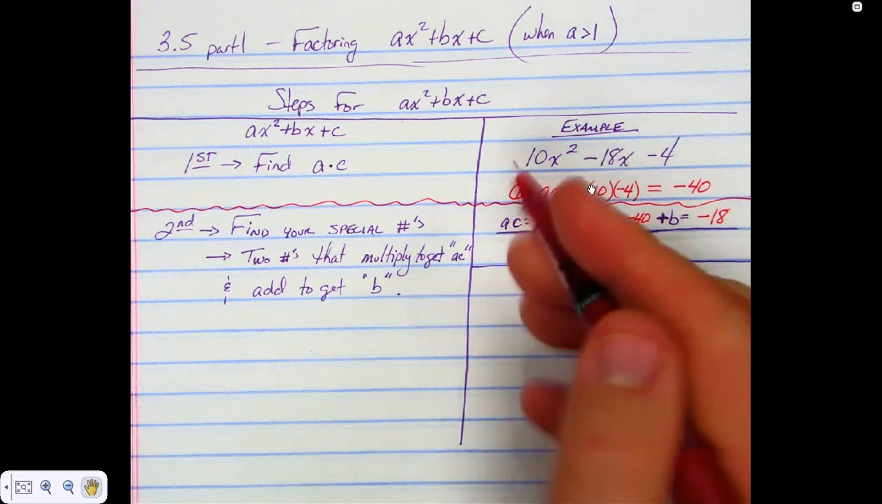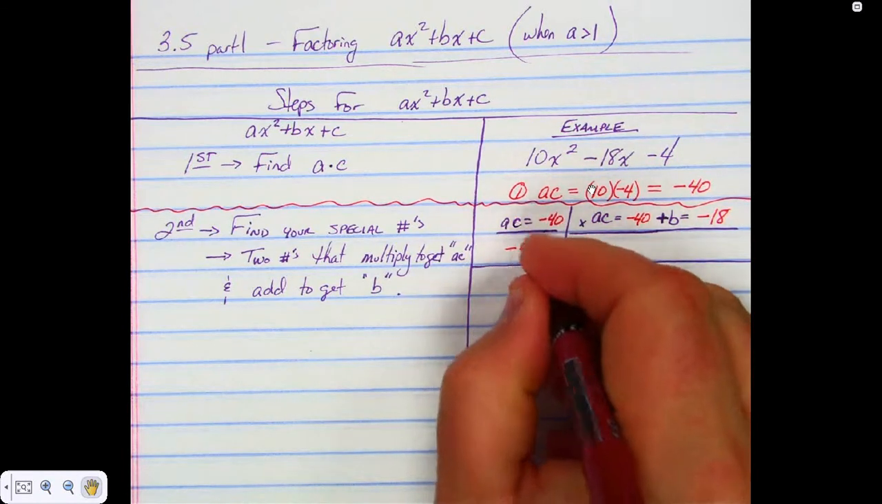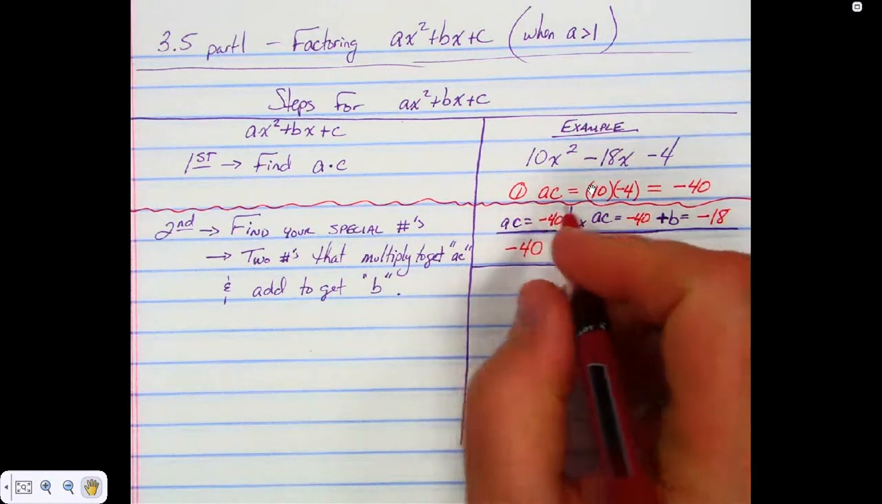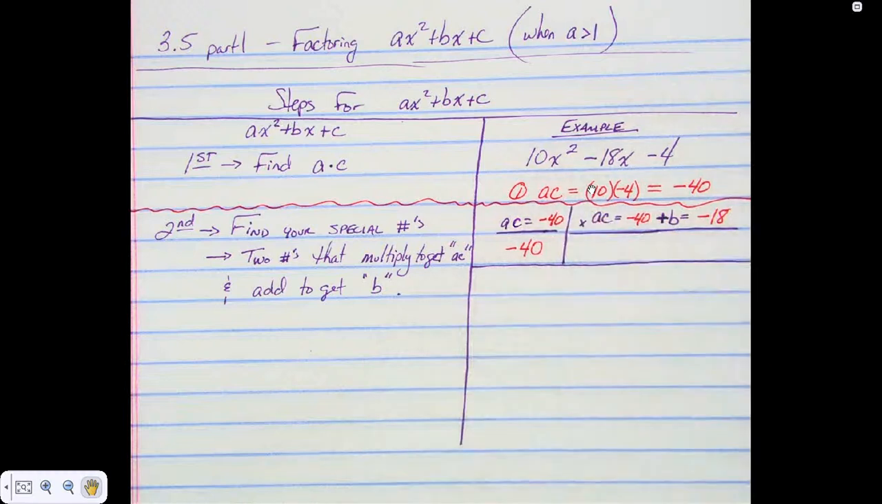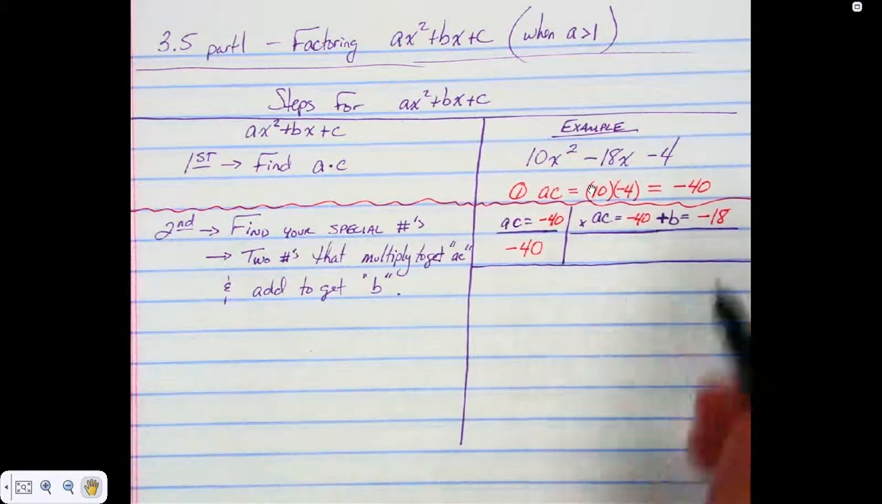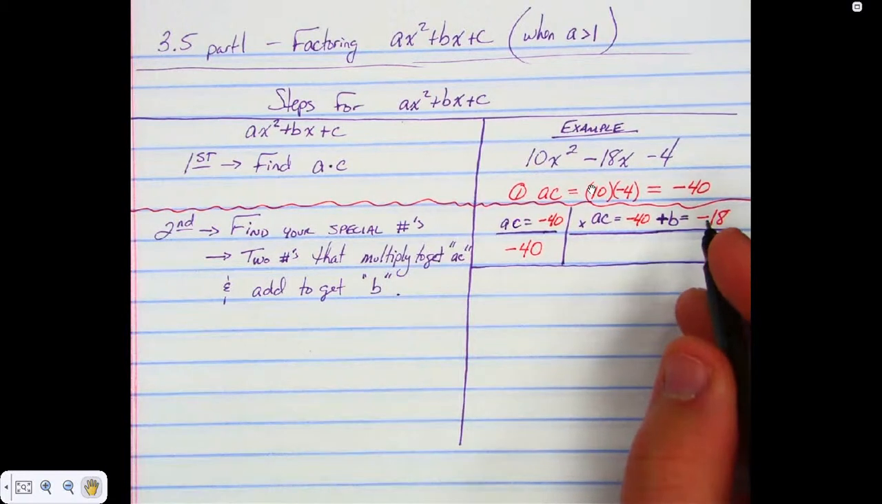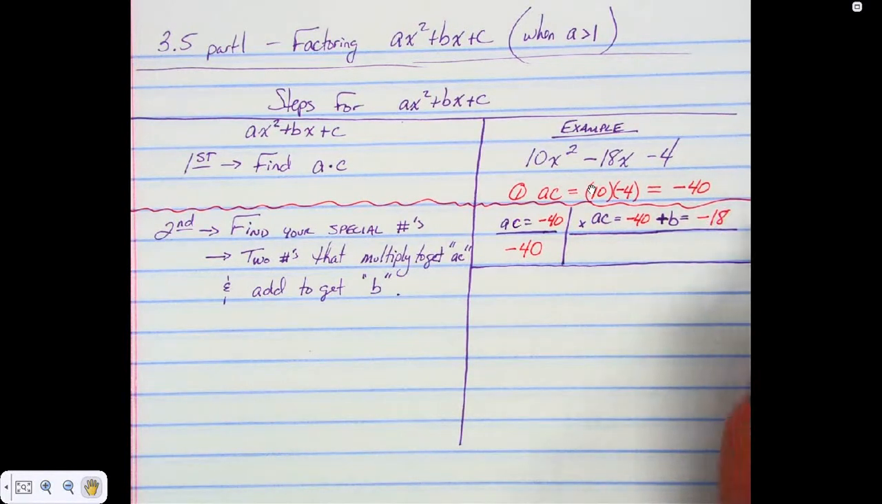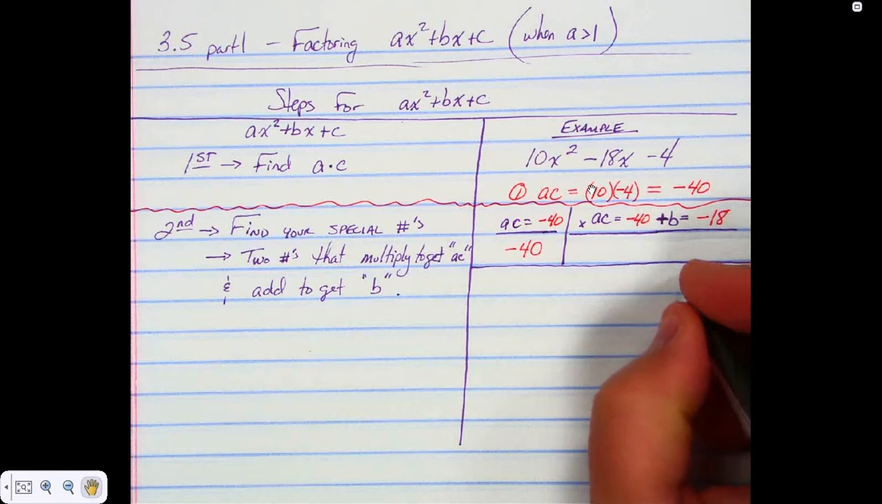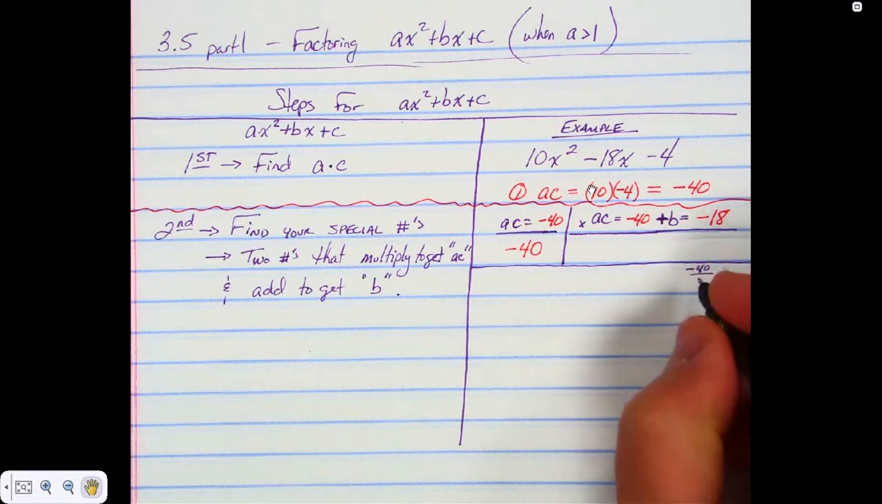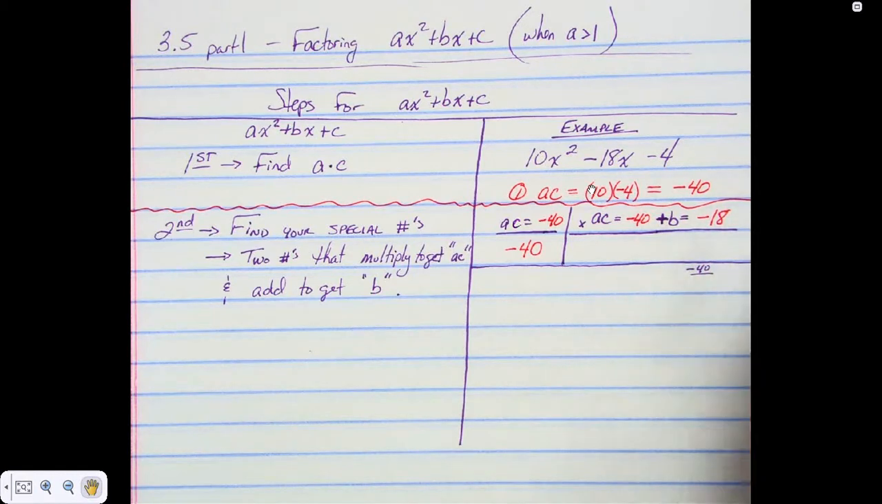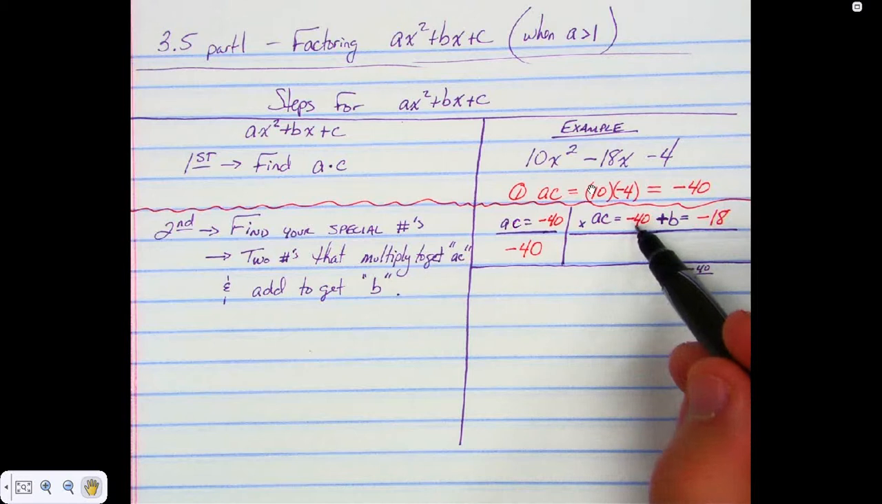On your worksheet, you could just write negative 40 right here. So I need to find the two numbers that multiply to get negative 40 and add to negative 18. That may not pop right in your head. So possibly somewhere here off to the sides, you might need to write all the factors of negative 40. Well, here's what can always help you. When they multiply to get a negative, one of the numbers has to be what? Negative, and one of the numbers has to be? Positive.